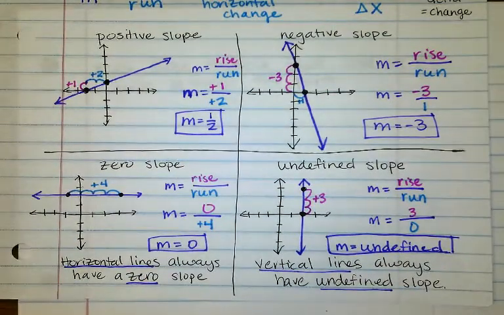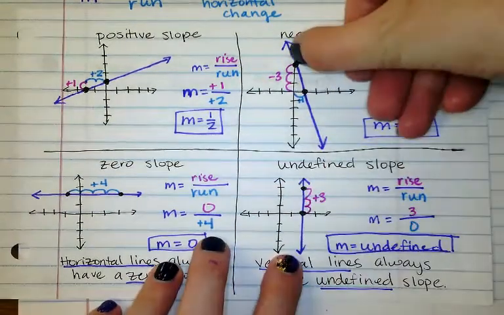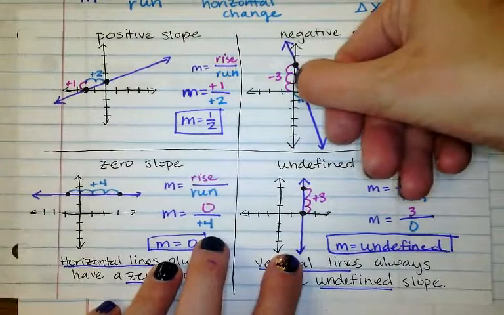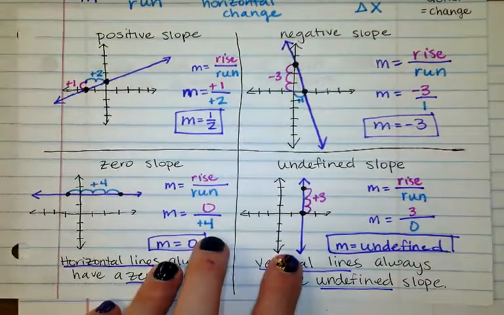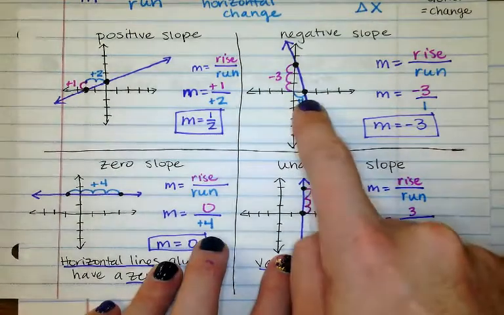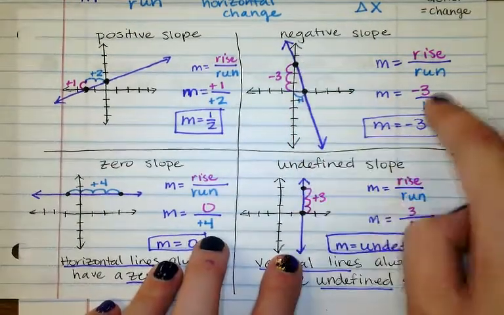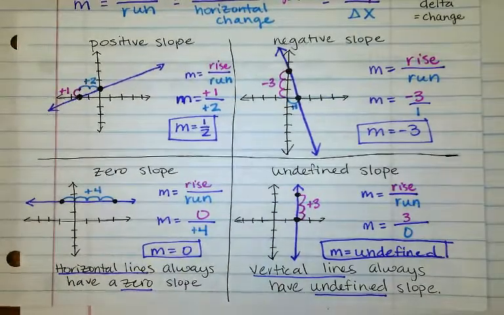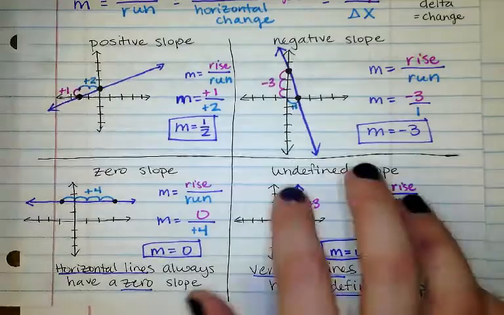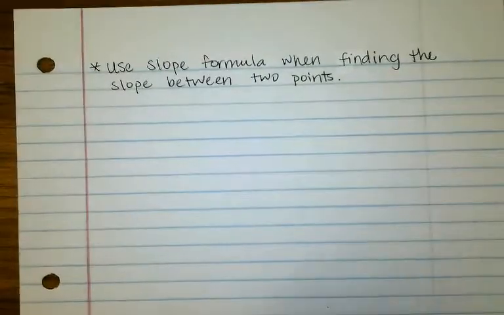Like if I start up here and I go down 3, that's negative 3. To the right one is positive 1. But if I go up 3, that's a positive 3. Left 1 is negative. So it's still 3 over negative 1. So guys, it doesn't matter which one you start with when finding it there. The same is true when finding your slope between 2 points.